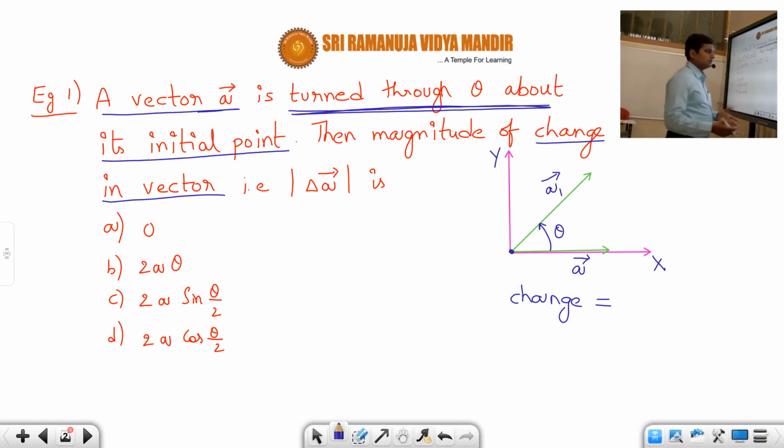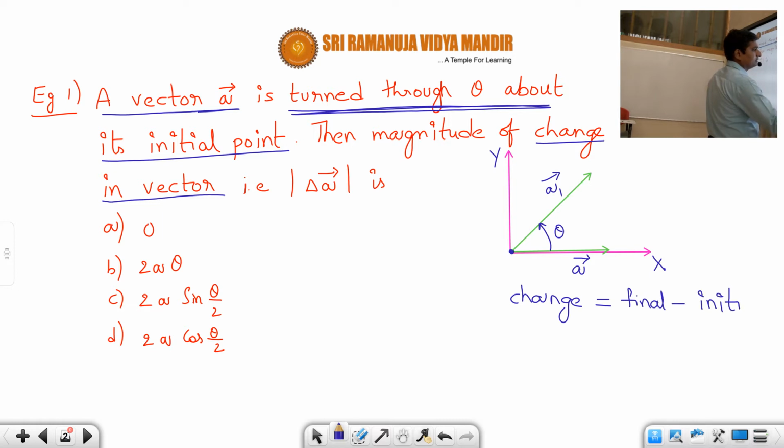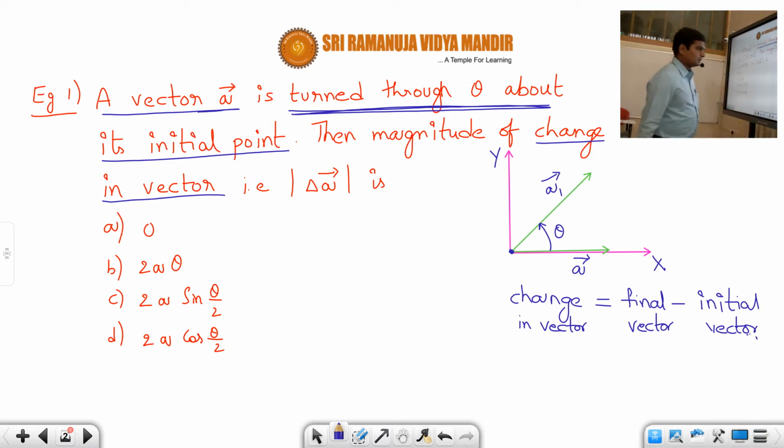That change can be change in velocity, then it will be final velocity minus initial velocity. Change in acceleration means final acceleration minus initial acceleration. So change means final minus initial. Here, change in vector means final vector minus initial vector, students. So now the final vector is nothing but the A1 vector minus the A vector.